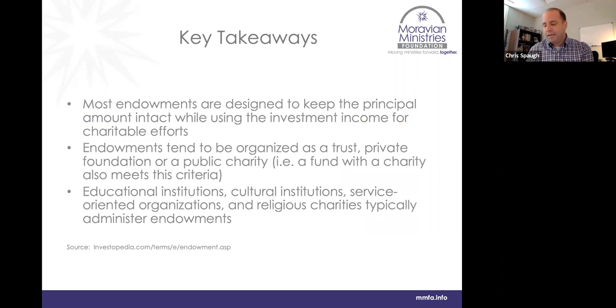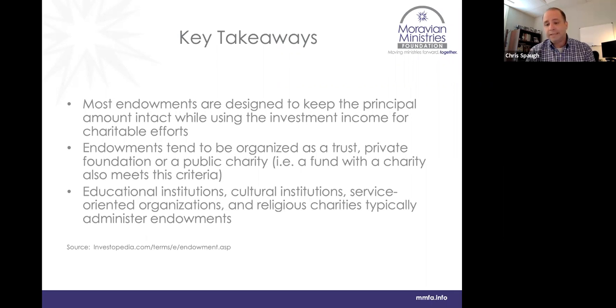So key takeaways around endowments, what they are. Most endowments are designed to keep the principal amount intact while using that investment income, so there's that word again, for charitable efforts. Most endowments have rules that you can't spend the corpus or the principal amount, the original amount that was donated to fund the endowment. But again, there are some that allow use of all those things.